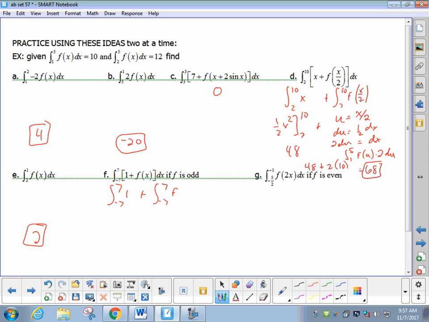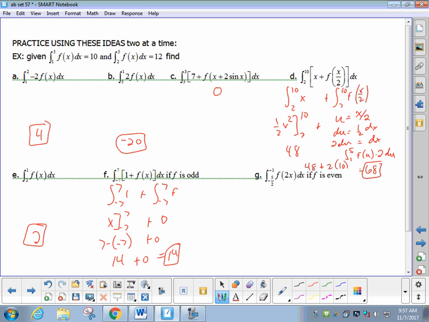So the antiderivative of 1 is x from negative 7 to 7. That's 7 minus negative 7. That's 14. And that's 0. So altogether then, it is 14. Okay? And the last one, what'd you get?